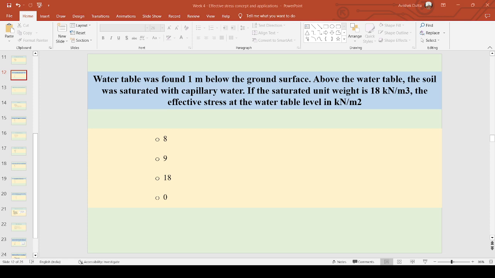I'll repeat the question once. Water table was found 1 meter below the ground surface. Above the water table, the soil was saturated with capillary water. If the saturated unit weight is 18 kilonewton per meter cube, the effective stress at the water table level in kilonewton per meter square is. The options are 8, 9, 18, or 0.